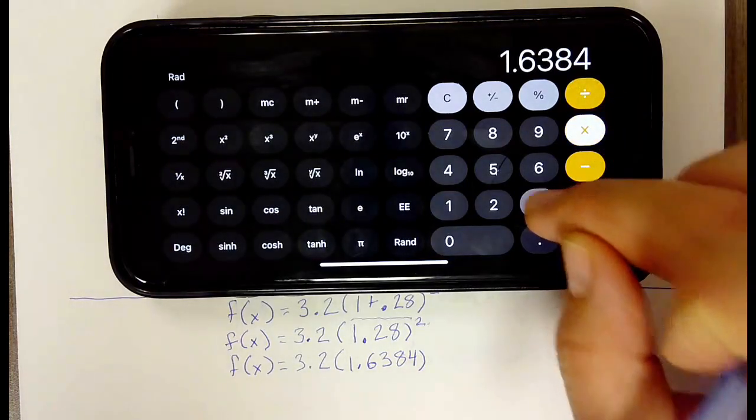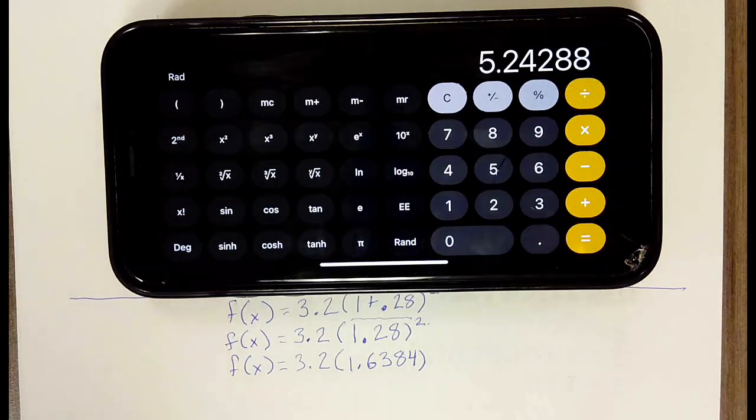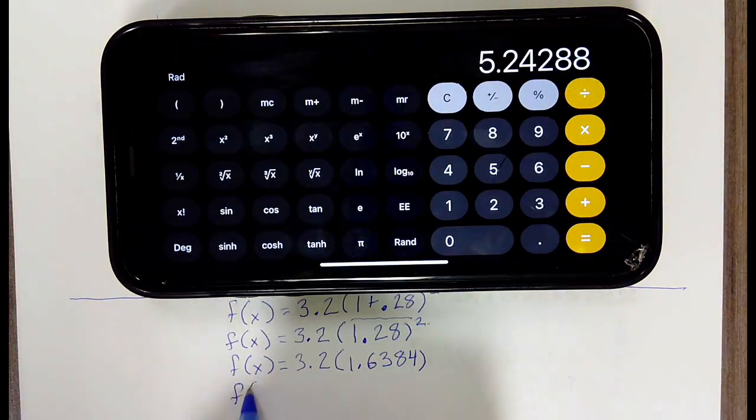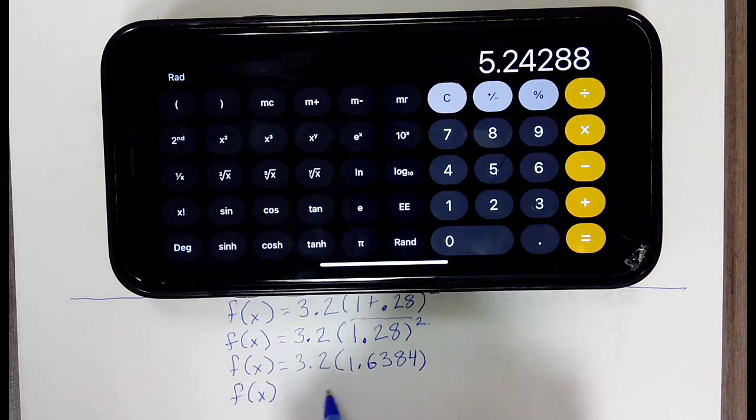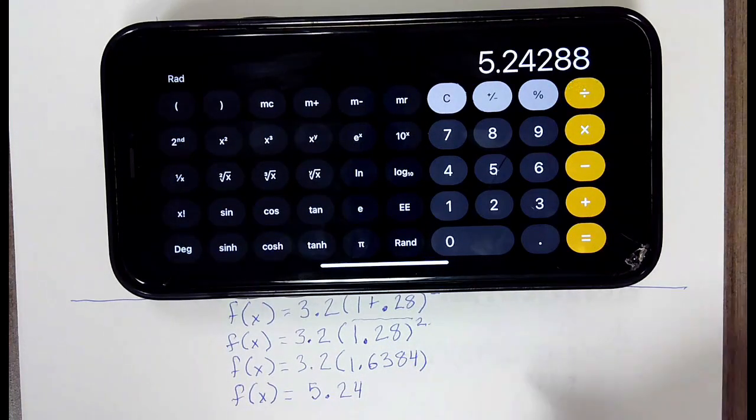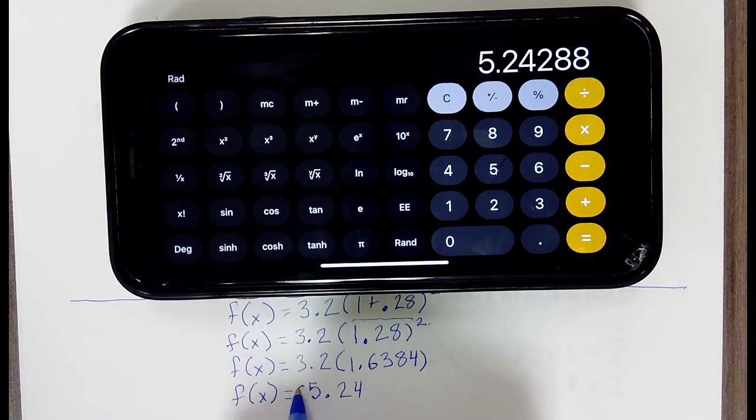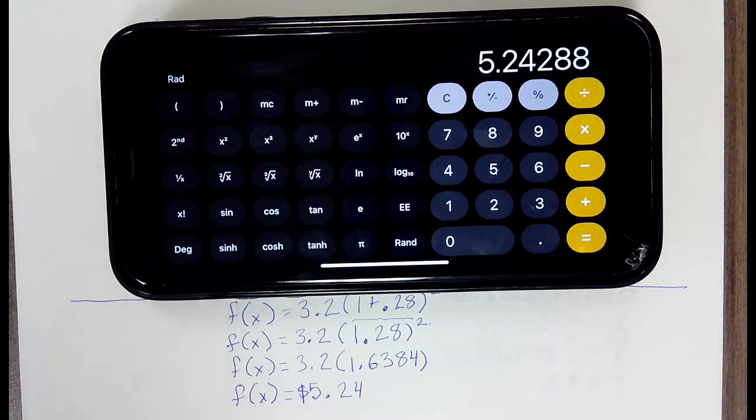So times 3.2. So after 2 years, gas that started at $3.20 is now $5.24, 0.288. And I'm going to round that because this is money. Probably your gas company is going to round up because they want more money. So they would probably round to $5.25.